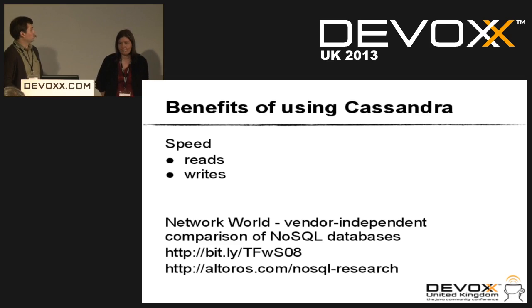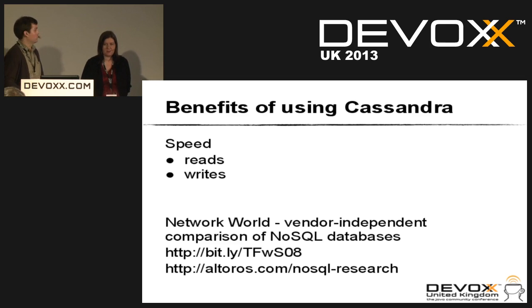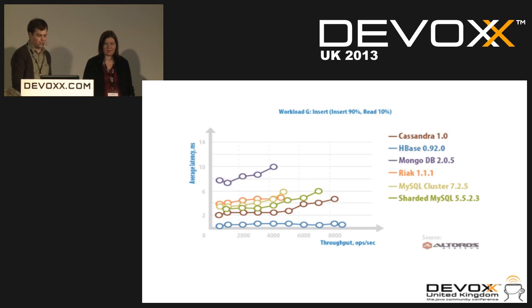So what are the reasons you use Cassandra? To me, there's four big advantages. The first is speed. Reads are very fast. Writes are even faster. So if you model your data nicely, you can easily do 1,000 reads a second per node and 10 times as many writes. Network World has a good article detailing a comparison between different NoSQL data stores. So here you go.